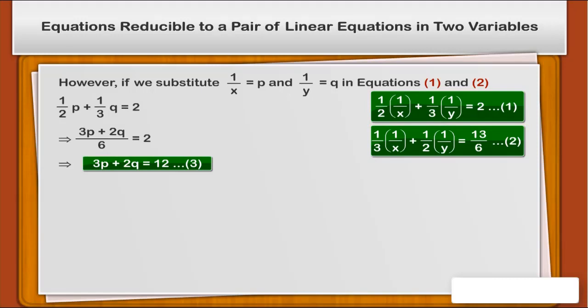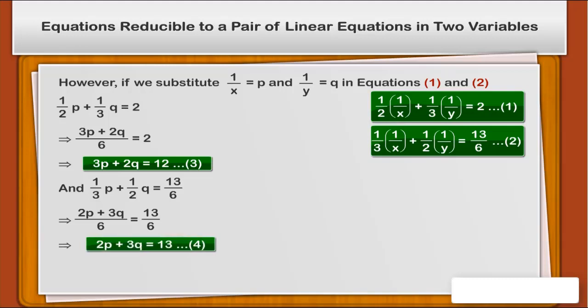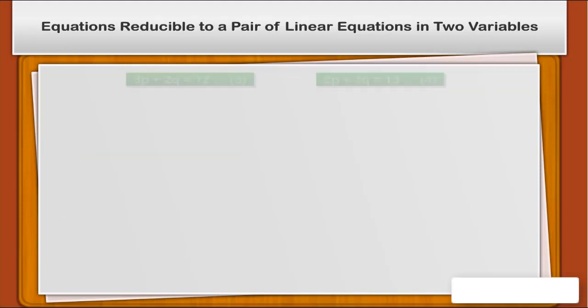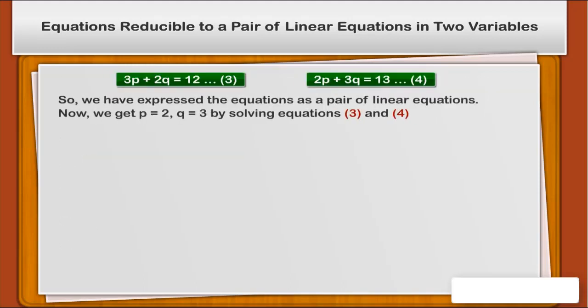Similarly, the other equation can be written as 1 upon 3 into p plus 1 upon 2 into q equal to 13 upon 6. After taking LCM of denominators, we get (2p plus 3q) upon 6 is equal to 13 upon 6, which implies that the second equation becomes 2p plus 3q is equal to 13. This is now equation 4. So, we have expressed the equations as a pair of linear equations.